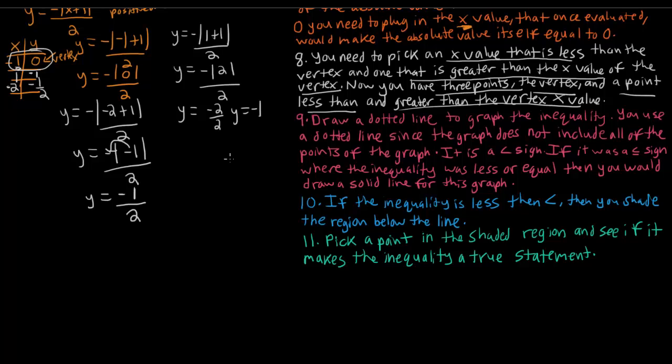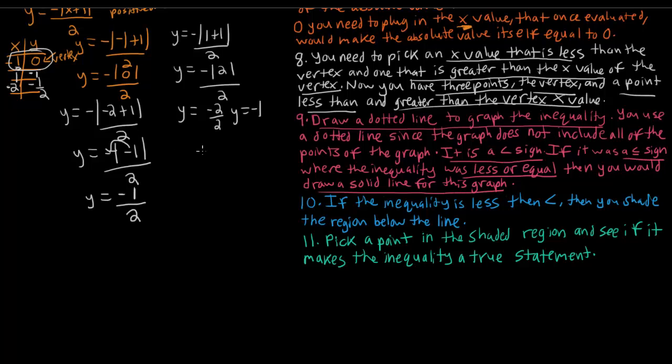So now we want to go to step 9. It says draw a dotted line to graph the inequality. You use a dotted line since the graph does not include all of the points on the graph. If it's a less than sign, it is a dotted line. If the inequality was less than or equal, then you would draw a solid line for the graph.